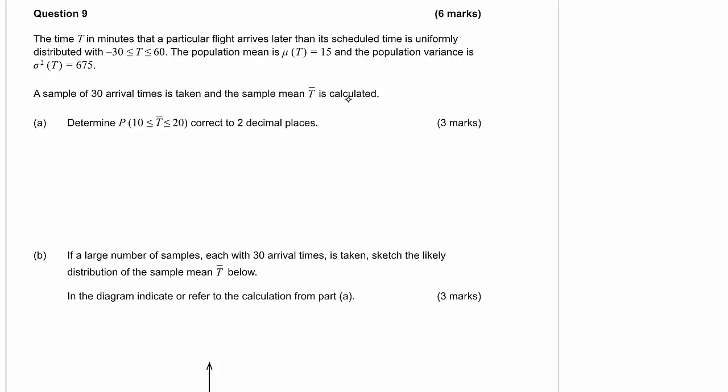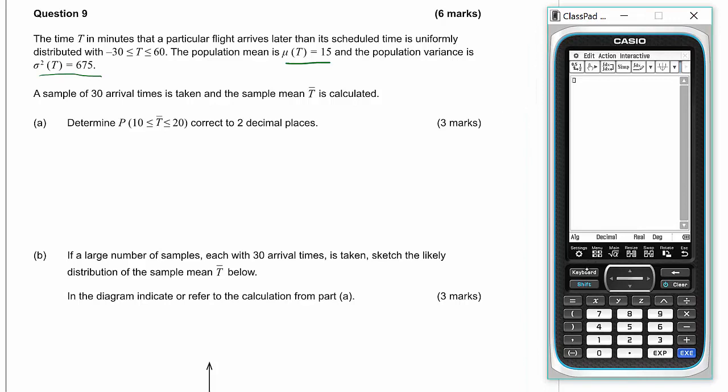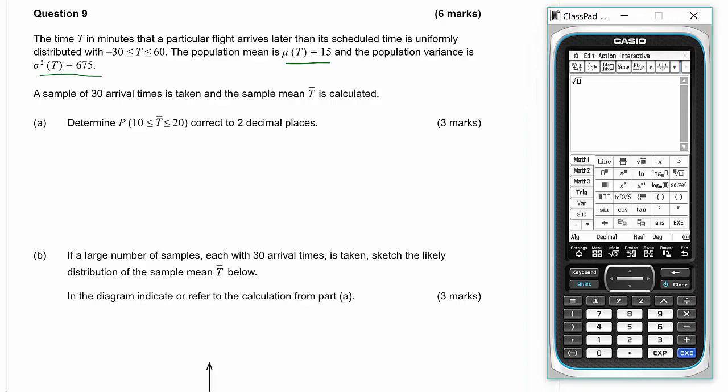The time, t in minutes, that a particular flight arrives later than its scheduled time is uniformly distributed with t between -30 and 60. The population mean is 15 and the population variance is 675. So let's just do the square root of that to get the standard deviation. Square root of 675 is 25.98 and so on.